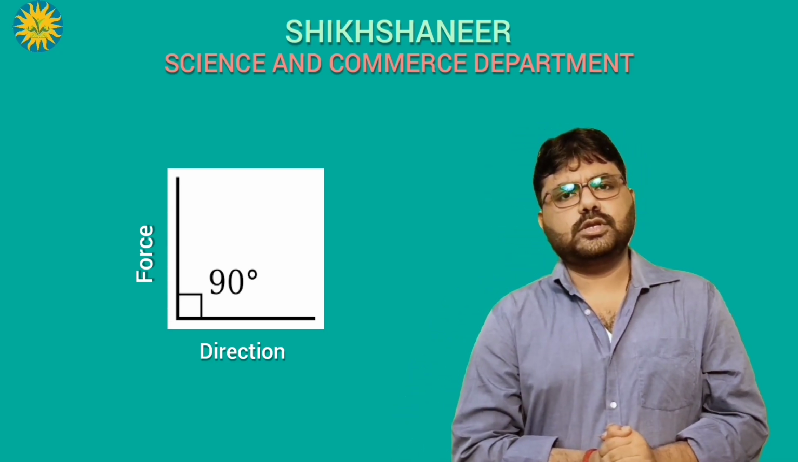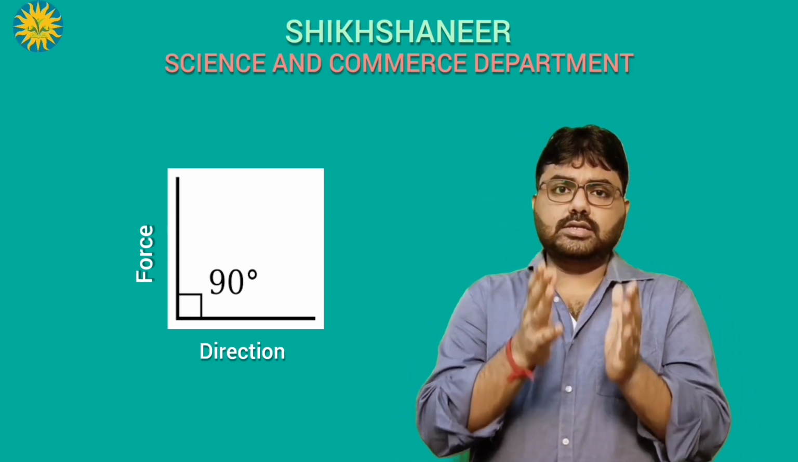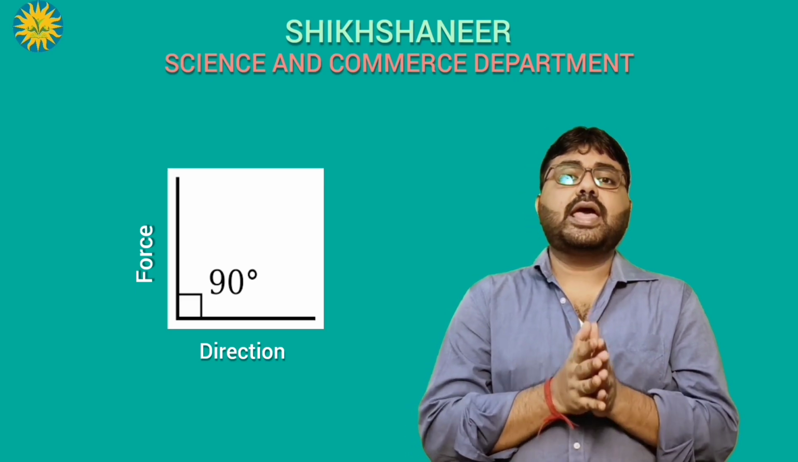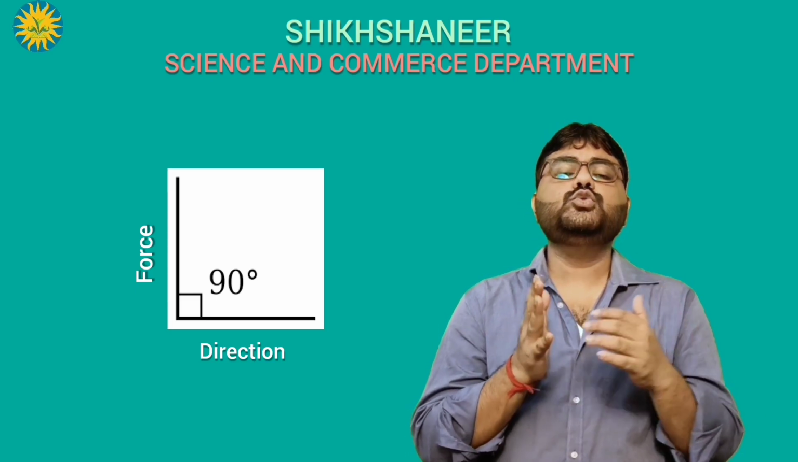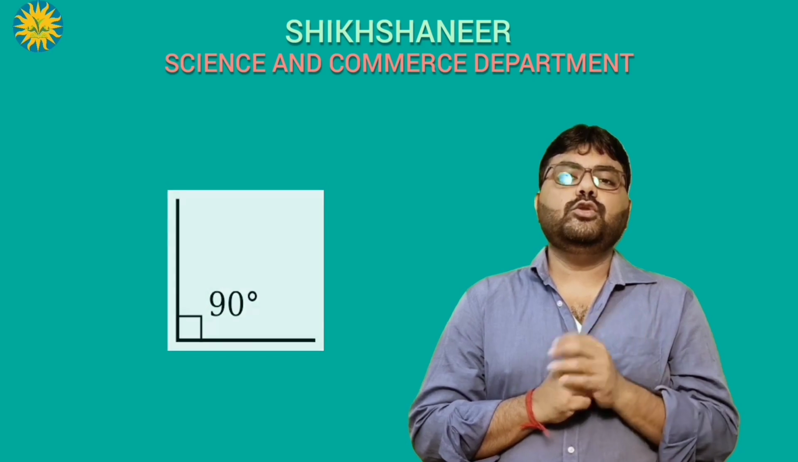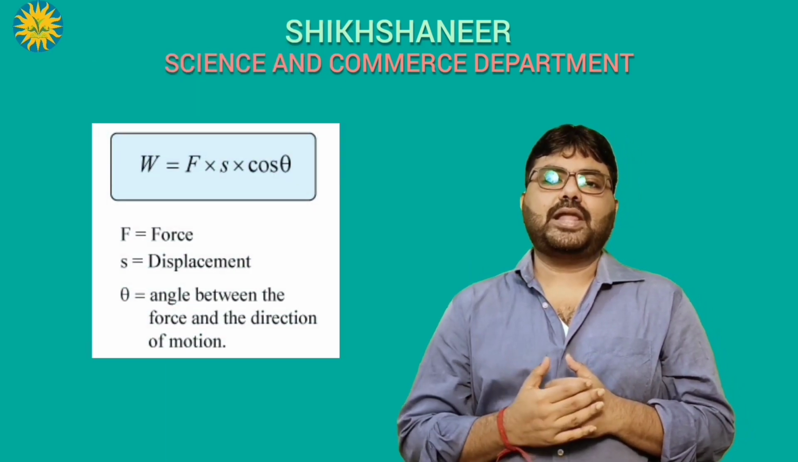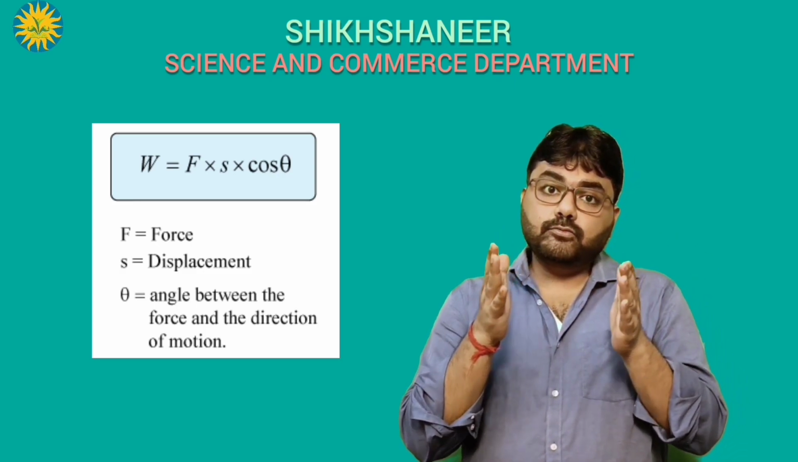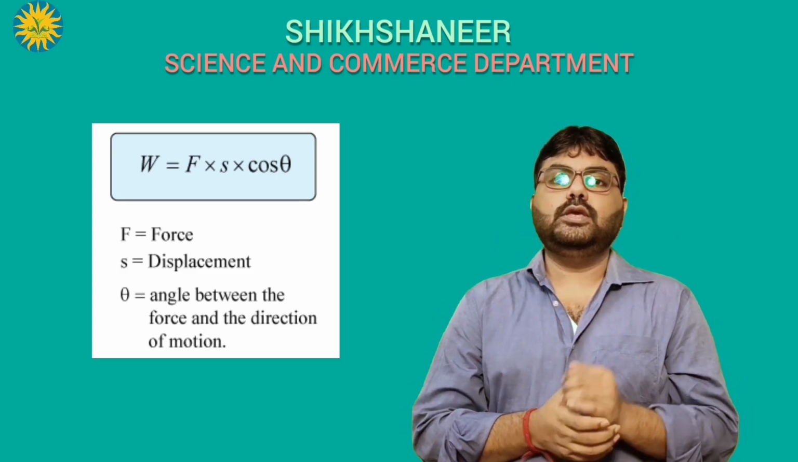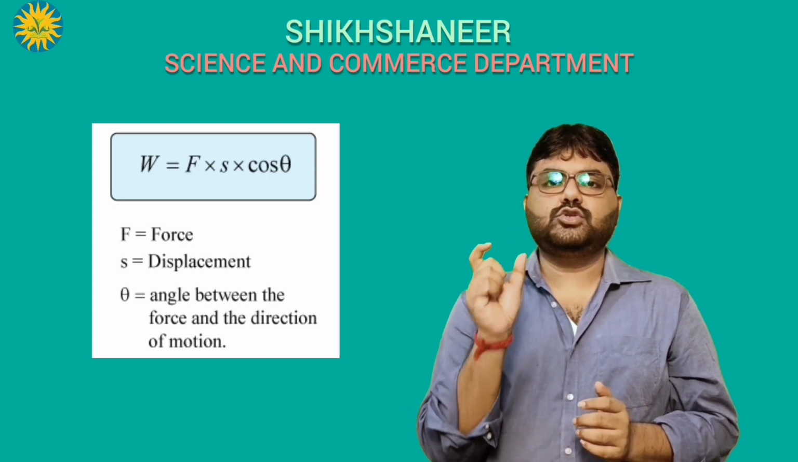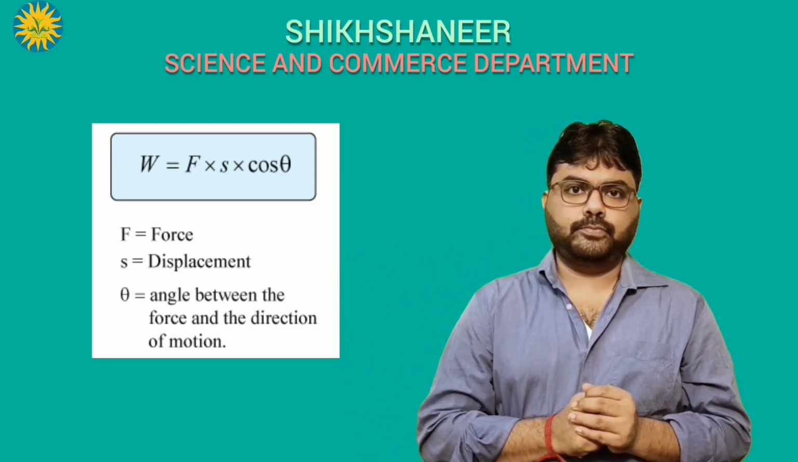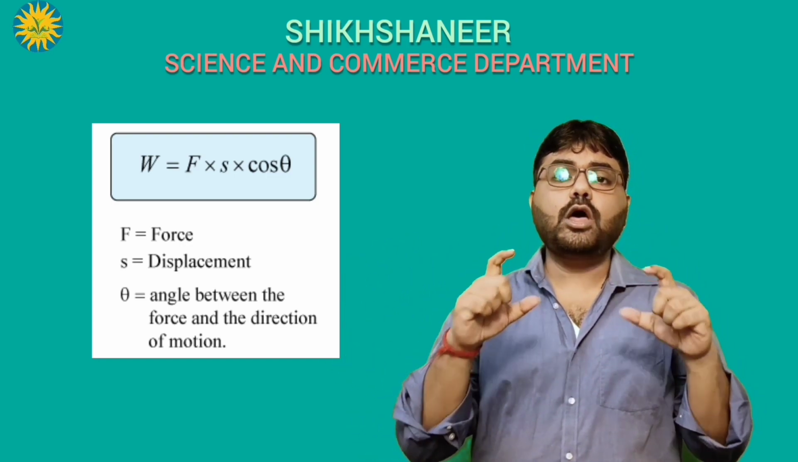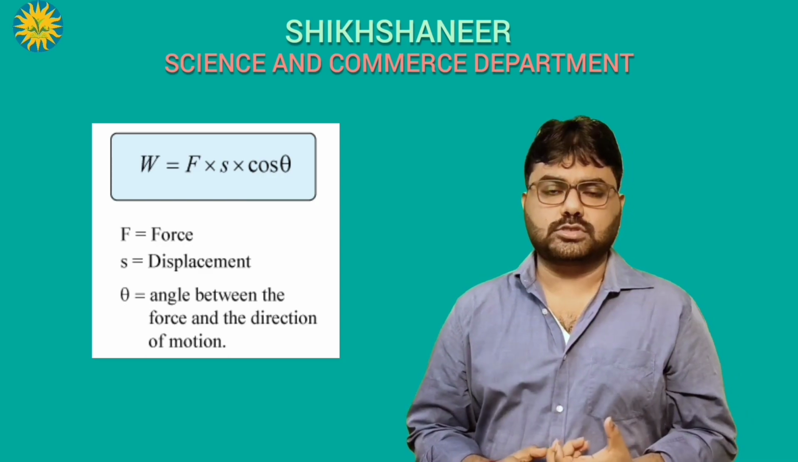Why is no work said to be done? Here we are talking about an angle. That means an angle is forming between the two directions. We know that if the force is applied in an angular way, the formula of work done will be W equals F into S into cos theta. This is the formula for calculating work.